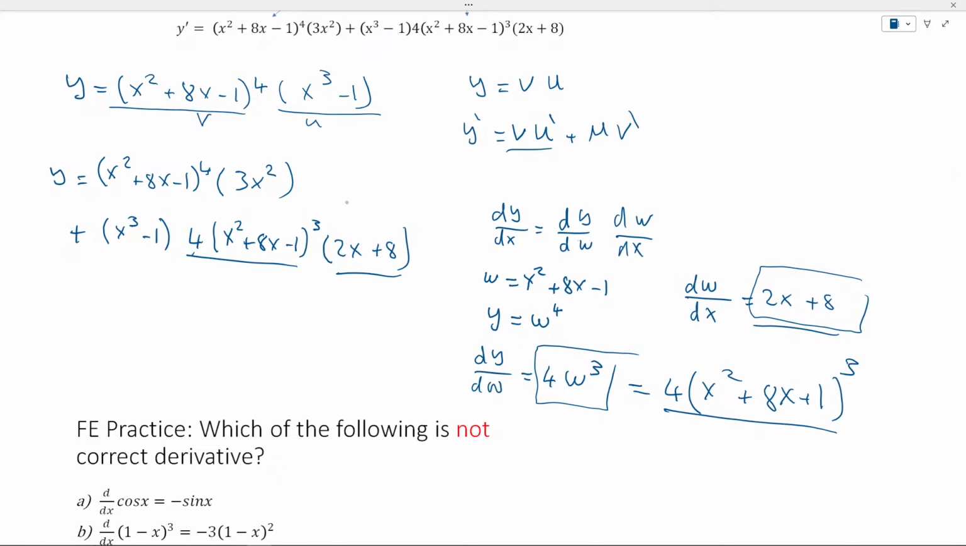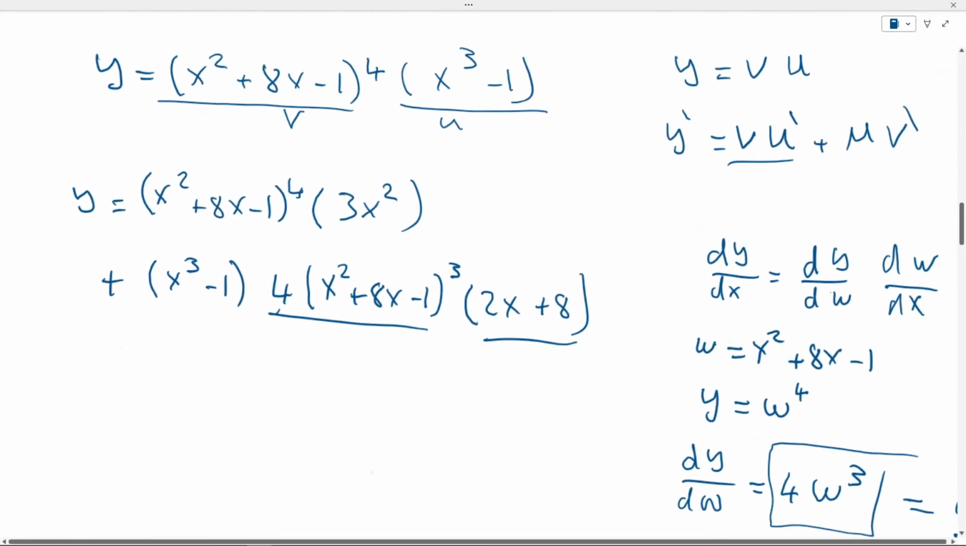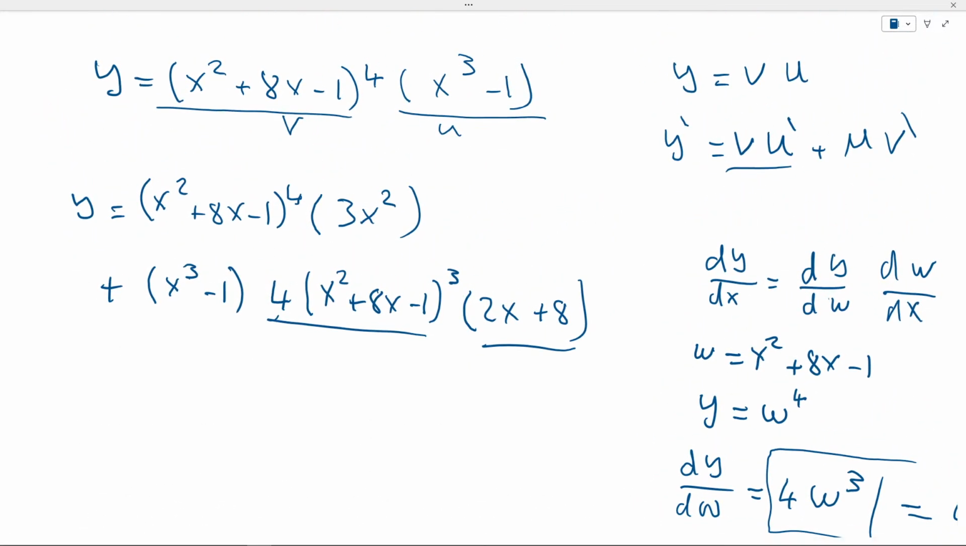Here I'm doing it step by step. Here I'm just doing it by experience. By experience, when I see something like this, I just bring the power down, like using the power rule, but then whatever is inside this bracket, I need to find the derivative of it. If you have experience, that's basically the way to do it. So let's do this problem again.